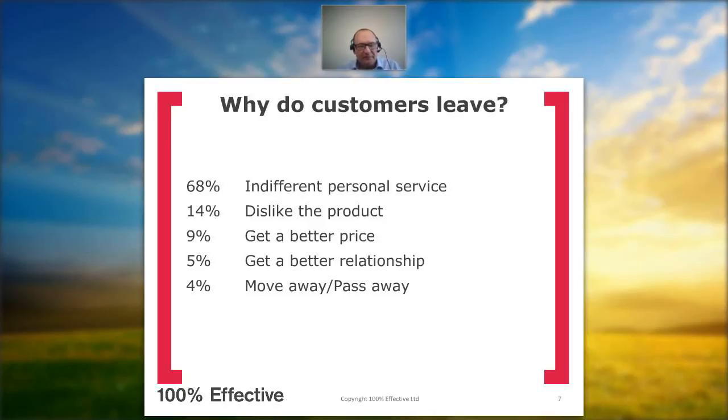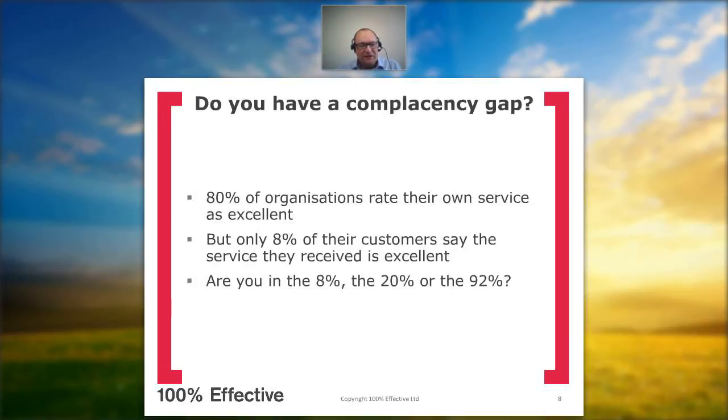people leave. It's also interesting when we look at a voice of the customer sort of exercise. When we talk to companies and we say, rate your service, how well do you think you do? Most of us think we're doing a fantastic job.